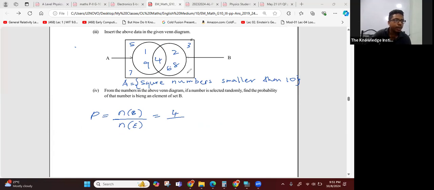And then the number of elements in the universal set: here I have missed writing 10. 10 is also there in the universal set. It's 1 to 10, so 10 also should be here. So in the universal set, the total number of elements is 10. Therefore 4 out of 10, which is 0.4. The probability that the number is an element of B is 0.4.